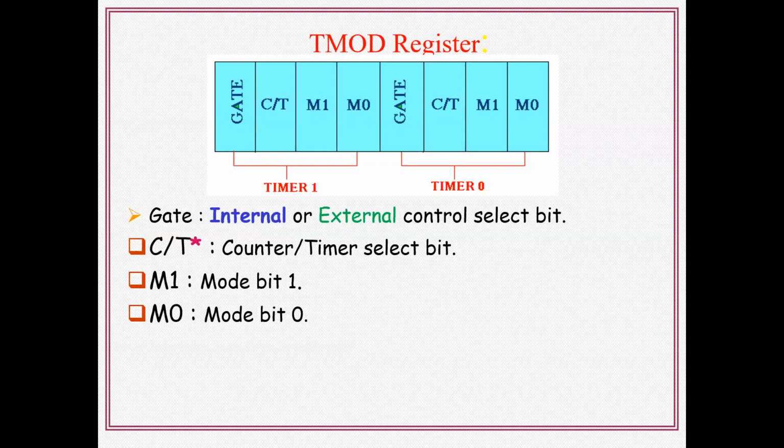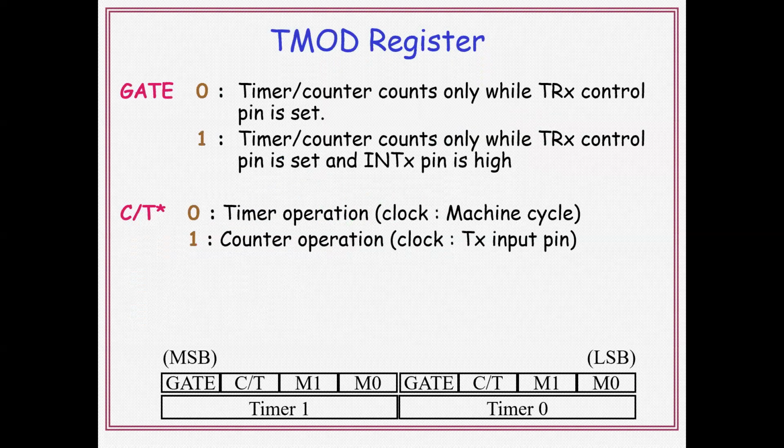Next one is C by T bar. It is actually C by T bar, where C indicates counter: 1 is counter, 0 is timer. And this one is the gate bit, which decides internal or external control. The lower 4 bits are reserved for timer 0, and in the higher 4 bits the same bits are repeated: M0 and M1 for mode selection, C by T bar for counter or timer selection, and internal or external control with the help of the gate signal. That is called timer 1.